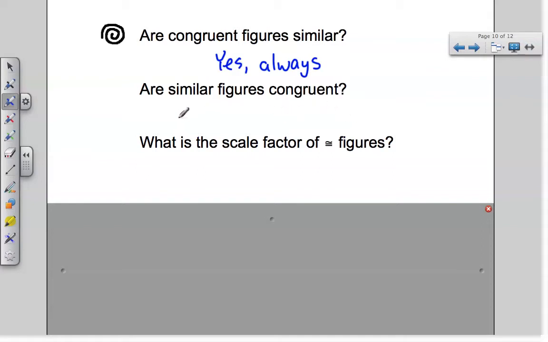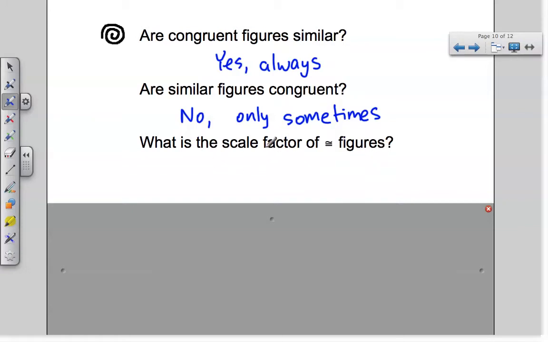So are similar figures congruent? No. Only sometimes. I mean, I guess every once in a while you'll have similar figures and they're actually congruent too. Probably not. And then last question, what's the scale factor of congruent figures?